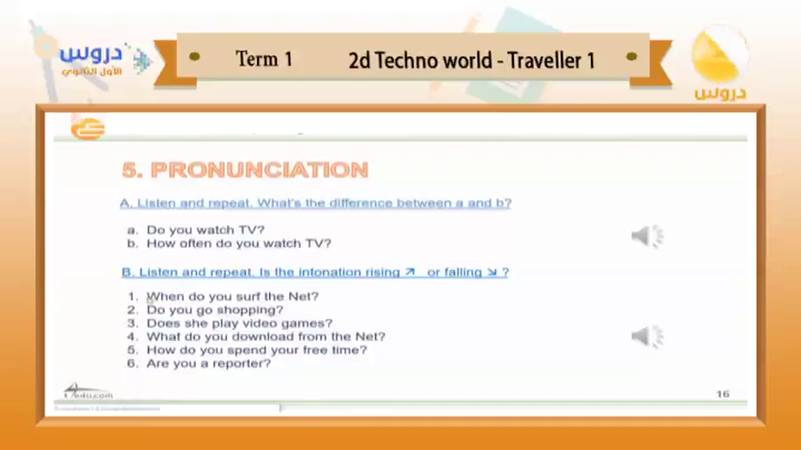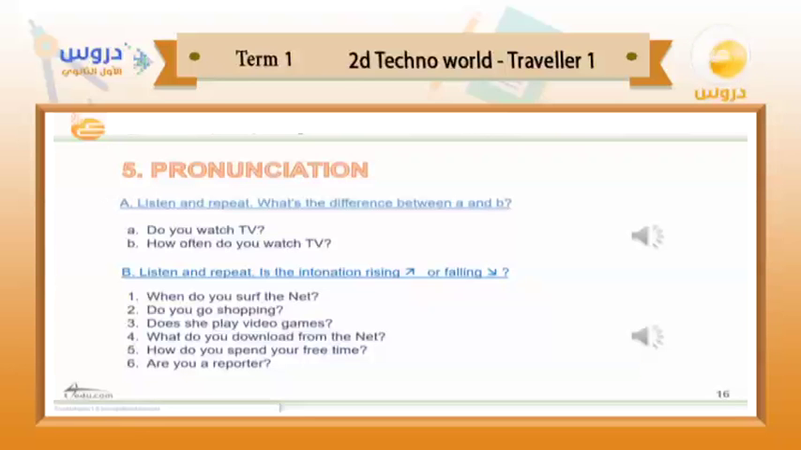1. When do you surf the net? 2. Do you go shopping? 3. Does she play video games? 4. What do you download from the net? 5. How do you spend your free time? 6. Are you a reporter? Okay.